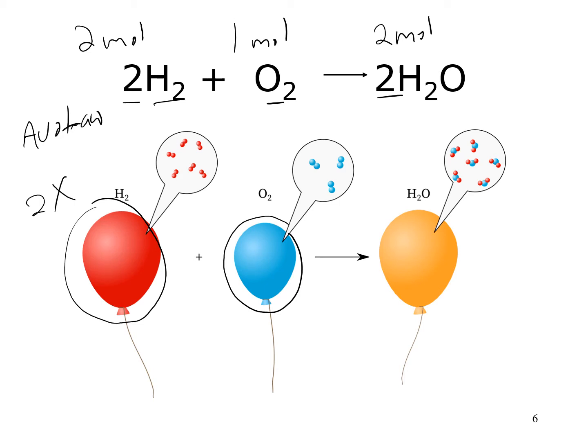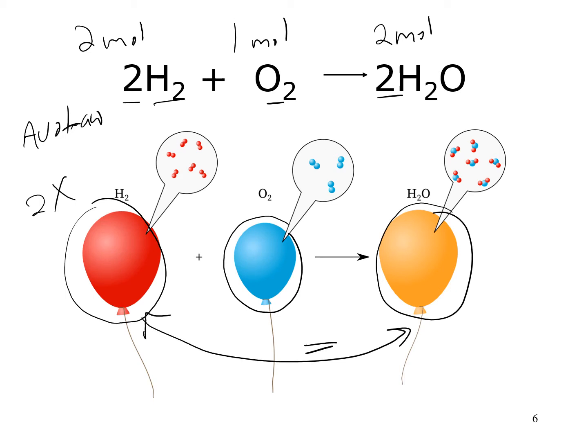Water, we have 2 moles. The water is equal in volume to the hydrogen, whereas the oxygen volume is half the size. We can also look at the molecular level. For hydrogen, we have 6 molecules. Oxygen, we have 3, so it's twice the number of molecules, which gives us twice the volume. And when hydrogen and oxygen react, we form 6 water molecules. So they take up the same amount of volume as our hydrogen does, based on Avogadro's law.